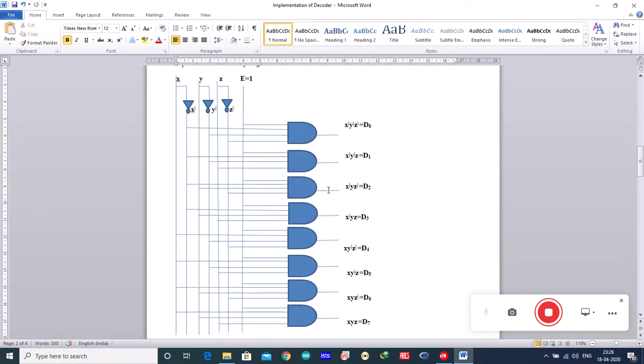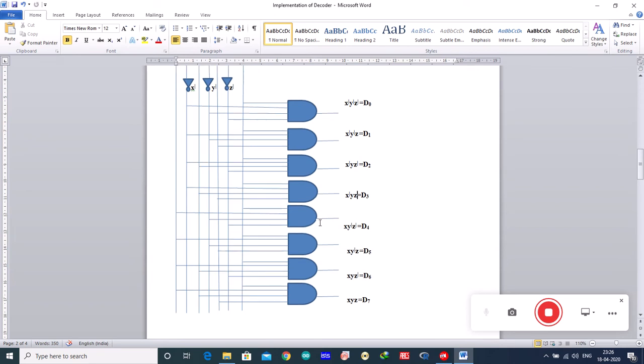But if you look at D2, you can see this is 1 and y is 1, z is 0, this has become 1, so this is 1 and the enable input is 1. That is, all the inputs are high and you will get the output as high. Except this gate, all the AND gates will be disabled. The same way you can proceed and see. So this is how the 3 to 8 decoder works.